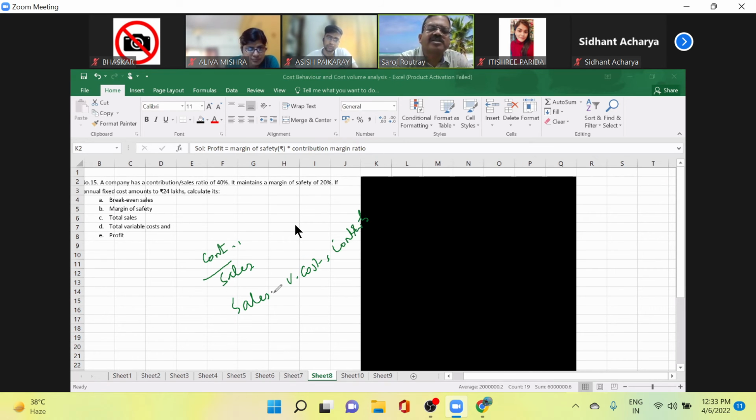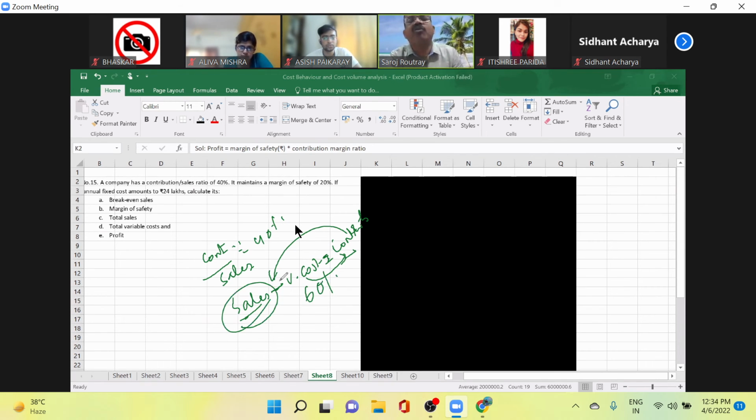So what it says, if you deduct variable cost from sales, you get contribution. The other way, if you deduct contribution from sales, you get variable cost. So if contribution sales ratio is 40%, then variable cost ratio is 60%, because sales is 100. Out of sales, you have got two things, contribution and variable cost. If contribution is 40%, variable cost is 60%.